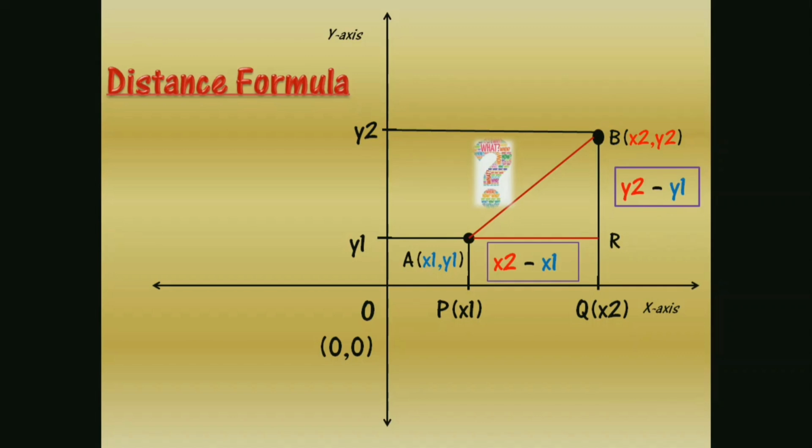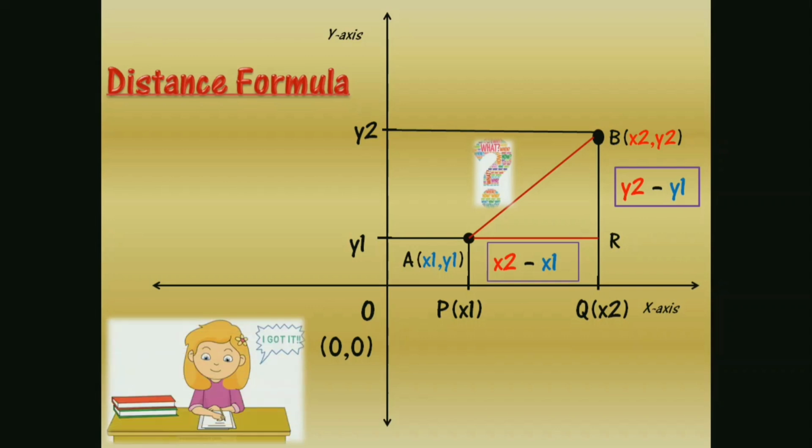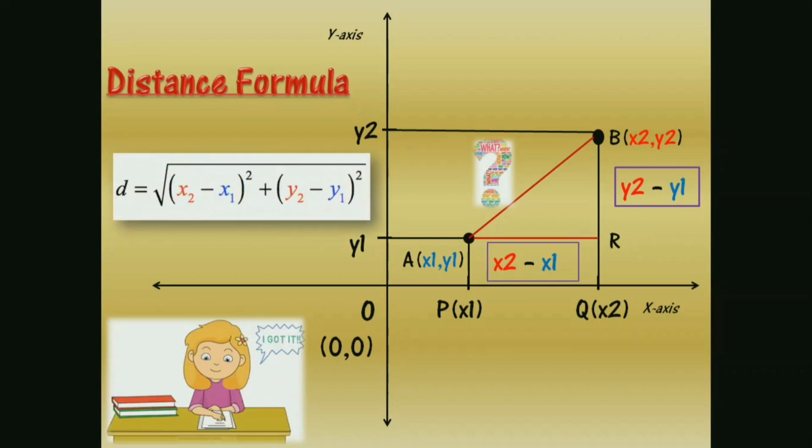So AB square equals AR square plus RB square, that is (x2 - x1) the whole square plus (y2 - y1) the whole square. We have to find AB. AB equals the root of (x2 - x1) the whole square plus (y2 - y1) the whole square. If we take the negative sign as common, we can also write AB equals the root of (x1 - x2) the whole square plus (y1 - y2) the whole square.